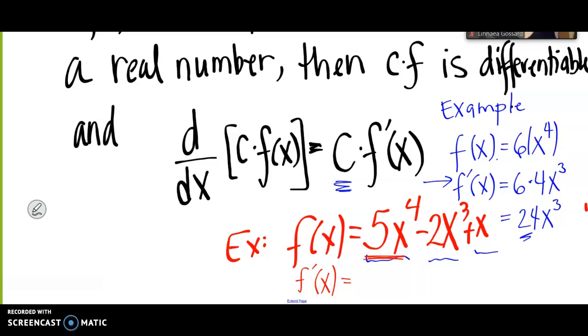Annabelle, what would this derivative be right here for that term? So you just take the derivative of each term. 20. Yep. And if you just write 20x to the third, I don't need to see you write this step out, but that's what you're doing. Okay. Linnea, what's the next one? What's the derivative of the next term?